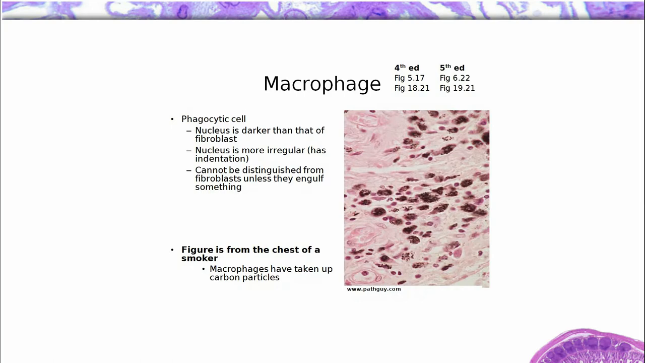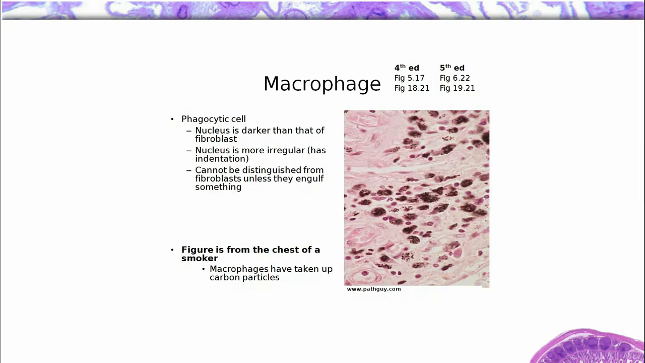So what we're looking at here is actually a slide from the chest of a smoker. The stuff that smokers breathe in is pretty nasty. Some of it is in the form of these carbon particles. Now, the interesting thing is macrophages can't actually break down carbon particles. So what do they do? They accumulate it, which is what you're seeing here. All of these structures that contain a lot of these carbon particles are individual macrophages. The small dots you're seeing are the actual carbon particles engulfed by the macrophage. Now, here's the thing. Once a macrophage engulfs something, if it can't break it down, it becomes immobilized. It doesn't move on to do something else. It just kind of stays there.